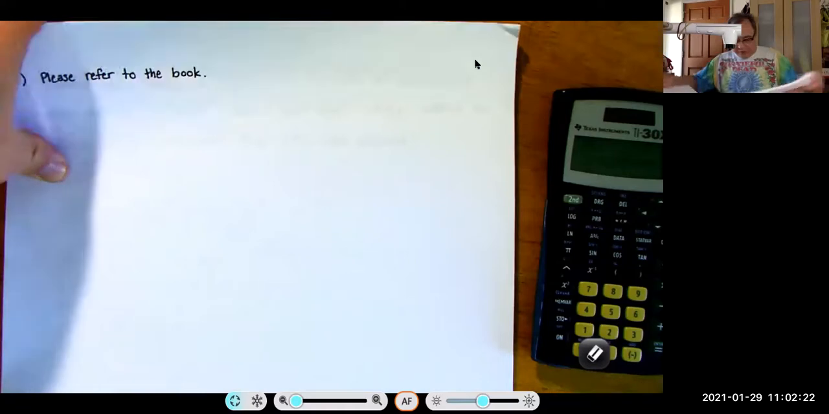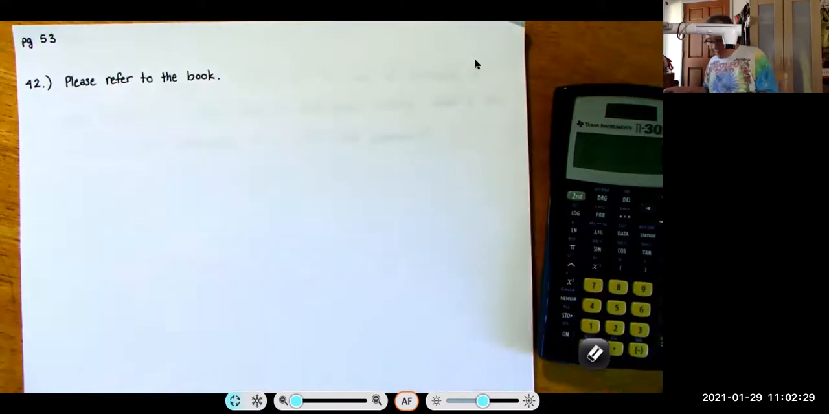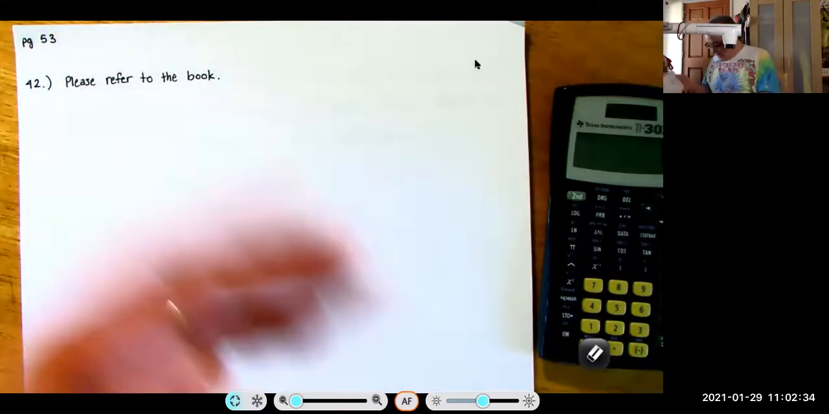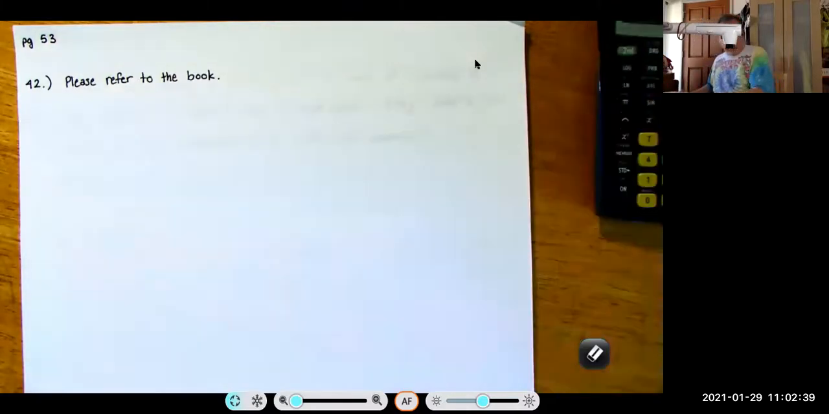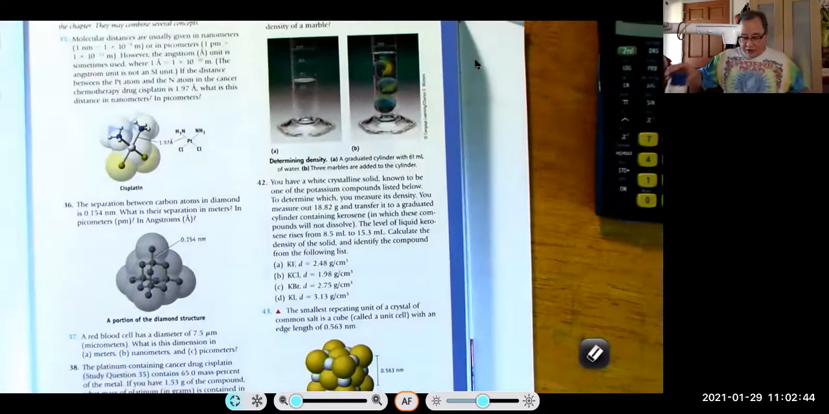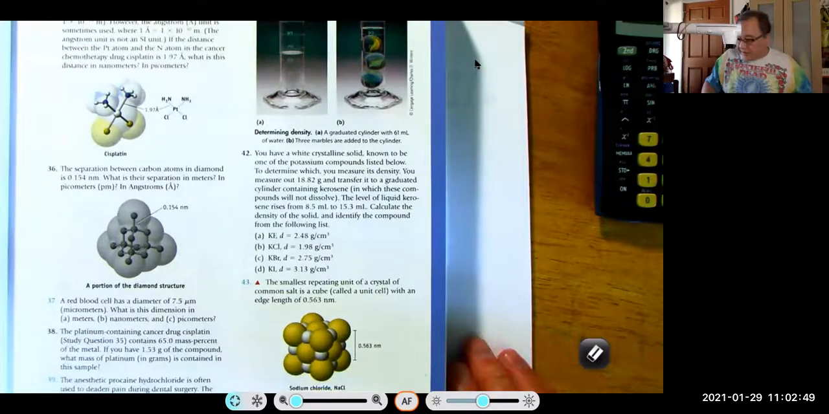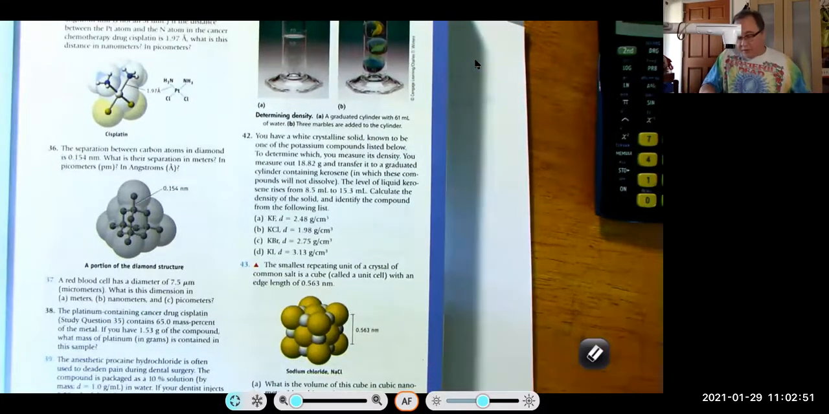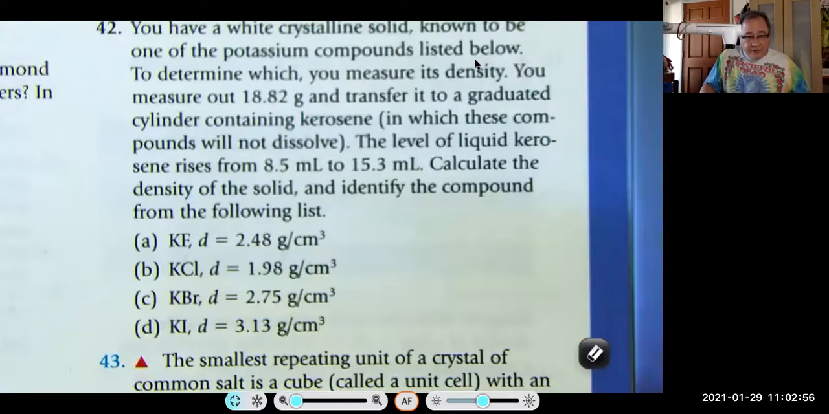42 says refer to the book. So let's take a look at 42 and see if that's one that we should spend some time on. Page 53. I really like this because I have a hard copy, so I can flip to the page very quickly. 42 is a great one for us to look at because I can just let you have at it and give it a shot. Let me zoom in on this for you. I'm not going to bother writing it down, but I'm going to let you read the problem and ask you to try to solve it.